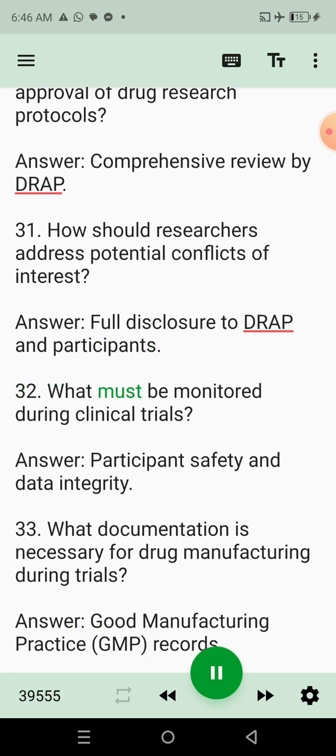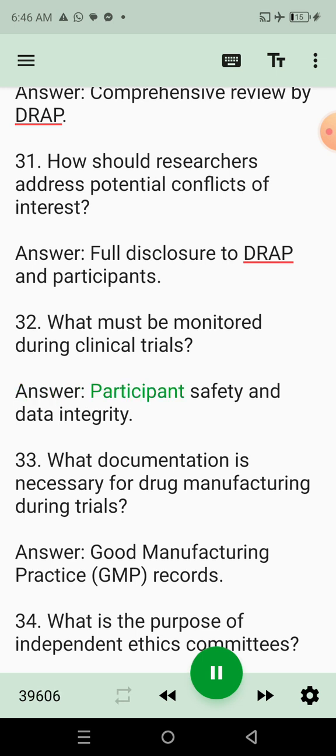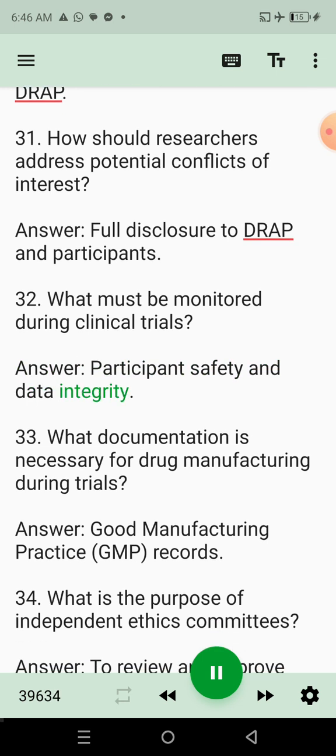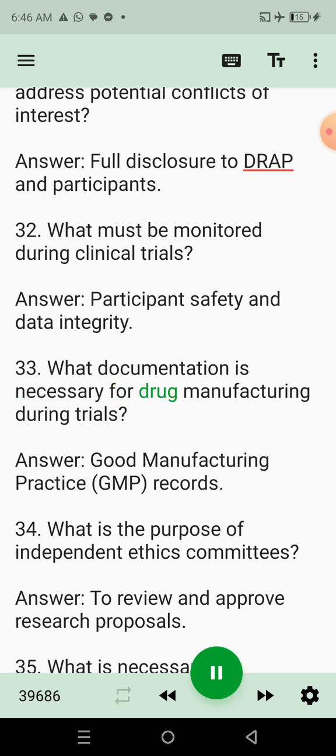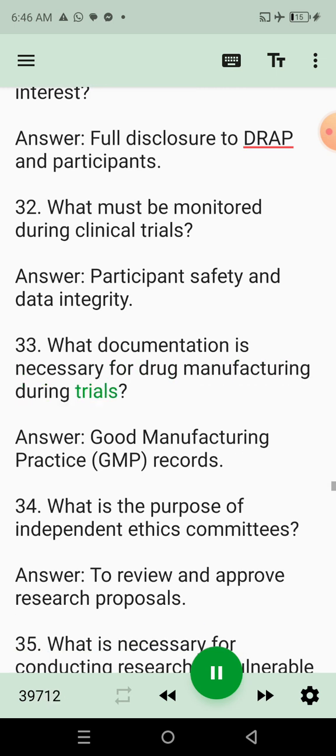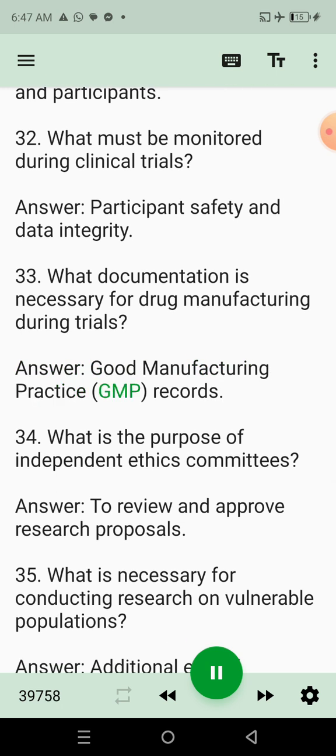32. What must be monitored during clinical trials? Answer: participant safety and data integrity. 33. What documentation is necessary for drug manufacturing during trials? Answer: good manufacturing practice (GMP) records.